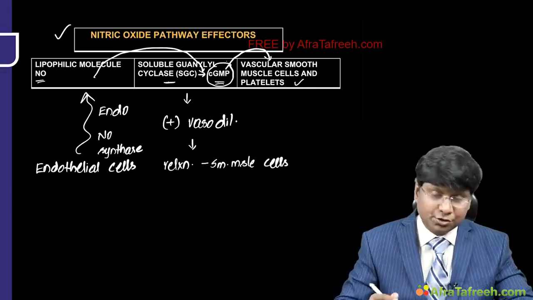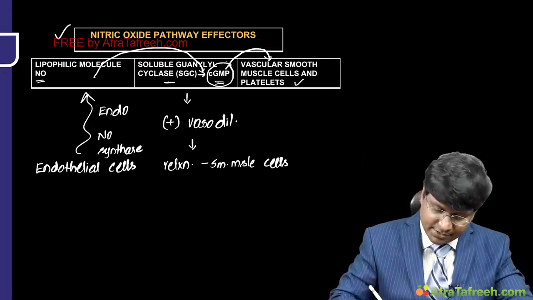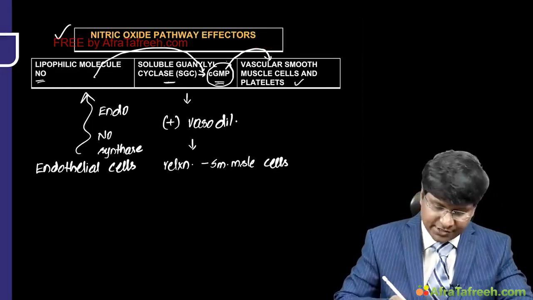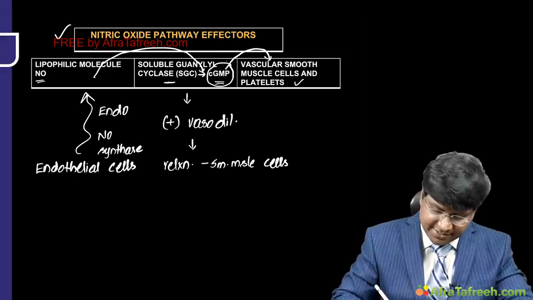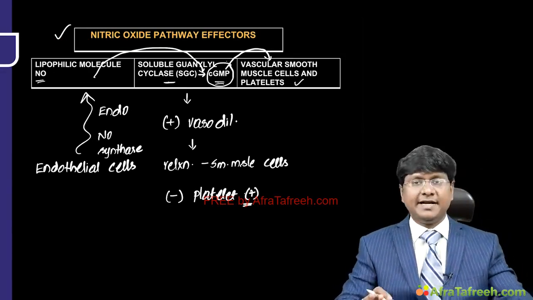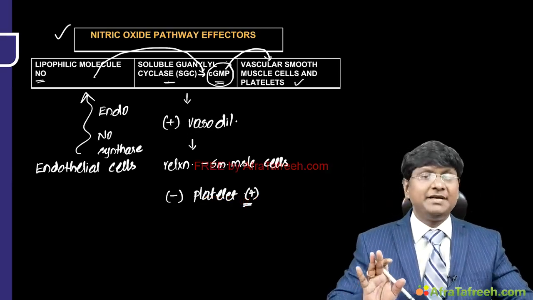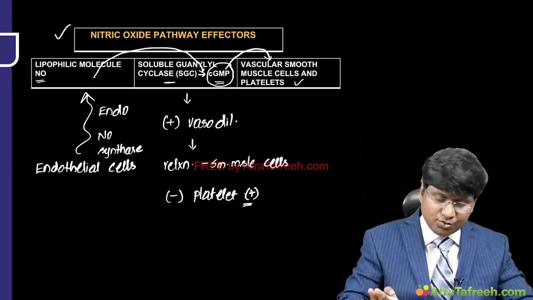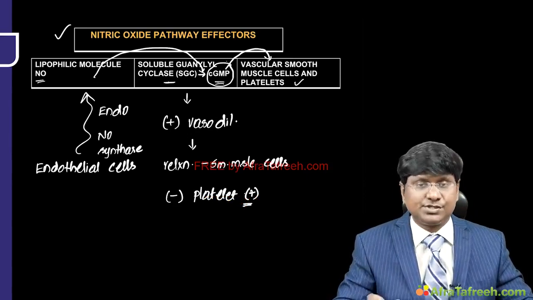By causing relaxation of arterial smooth muscle cells, it will cause vasodilatation. And the other effect of cyclic GMP is that it also inhibits platelet activation, right? So that means basically it will inhibit platelet aggregation. That is what the cyclic GMP does.